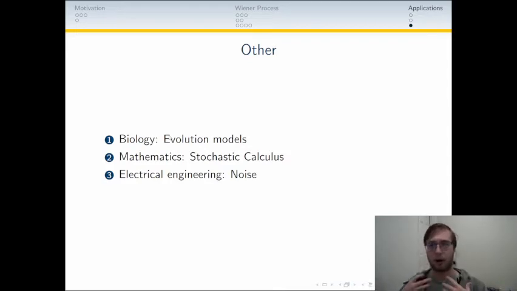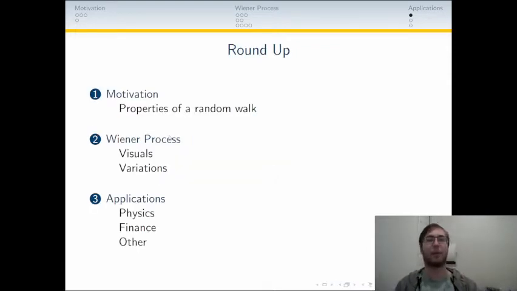along with other applications. So, to round it all up, we began this by discussing properties of a random walk, and then discussed how the Wiener process is related to a random walk and how its properties are related to that of a random walk, along with visuals and brief descriptions of variations of Wiener processes. And then we lightly discussed some applications of the Wiener process to other sciences and other fields.